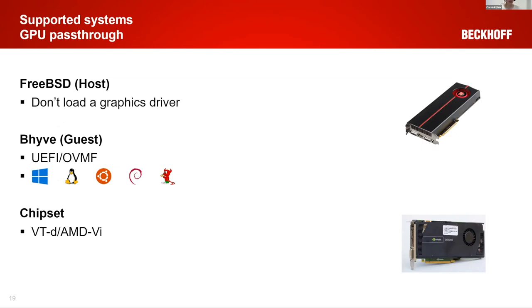So let's see which systems are supported. First of all, I would recommend you to unload the graphics driver in your FreeBSD host, because I noticed, for example, that the Intel graphics driver is unable to get unloaded. So if you load the Intel graphics driver, you won't be able to boot a bhyve VM with GPU pass-through. Additionally, because of the ROM file, we always need to boot the bhyve VM with UEFI. But for GPU pass-through, all common operating systems are supported: Windows, Linux, FreeBSD. And of course, you have the same requirements as PCI pass-through, so you need VT-d or AMD-Vi.